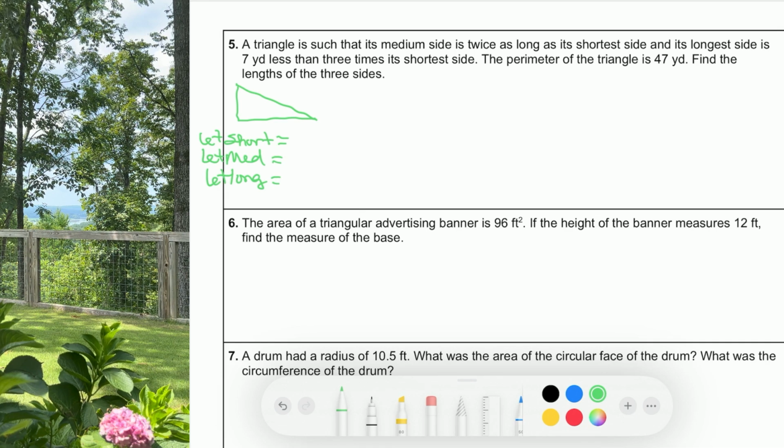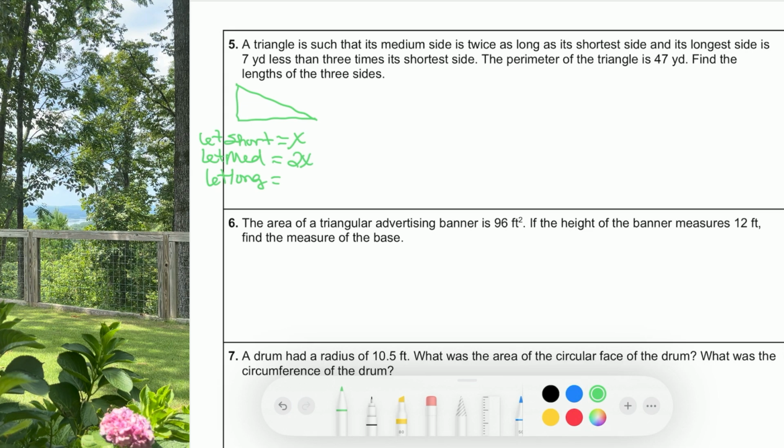I also notice that they keep referencing the short side. Whenever they talk about the other 2 sides, they always talk about the short side. So the short side, I'm going to make X. All right, so let's go back and read it. A triangle is such that its medium side is twice as long as its short side. Okay, so the medium side is going to be twice as long, so 2X.